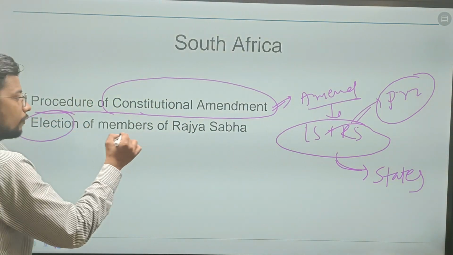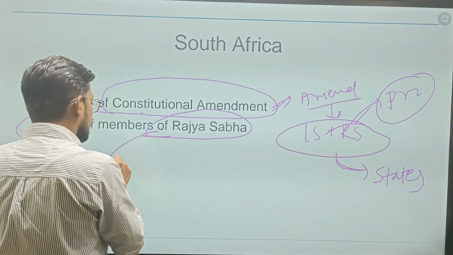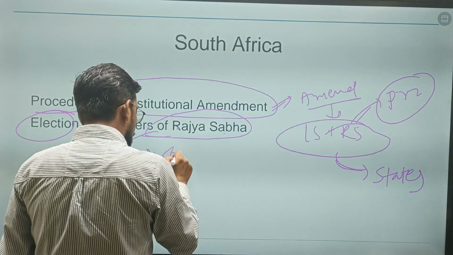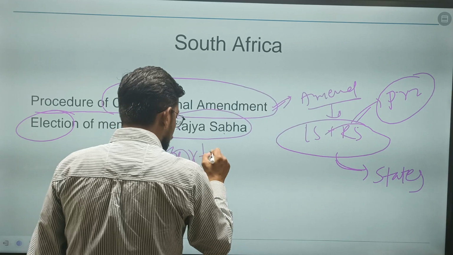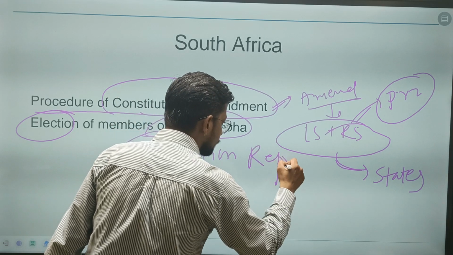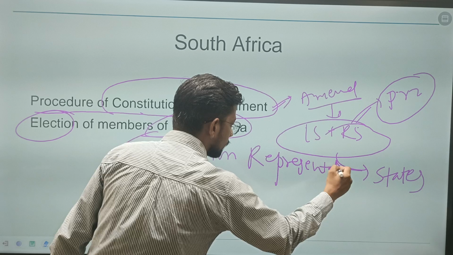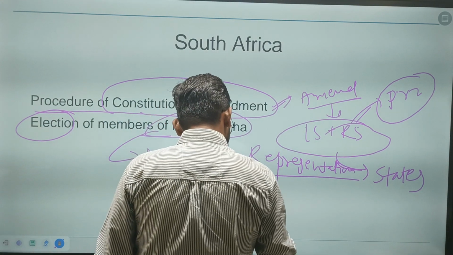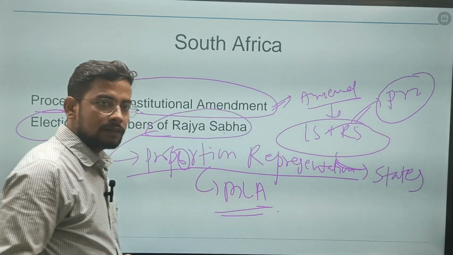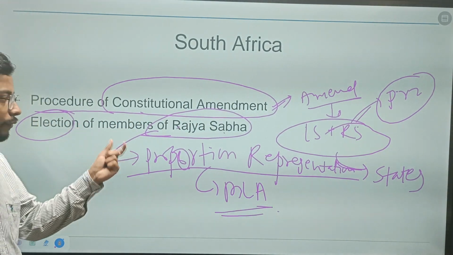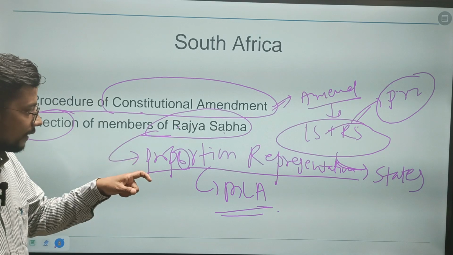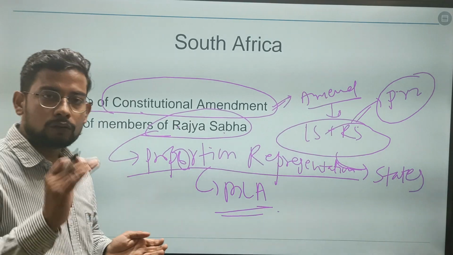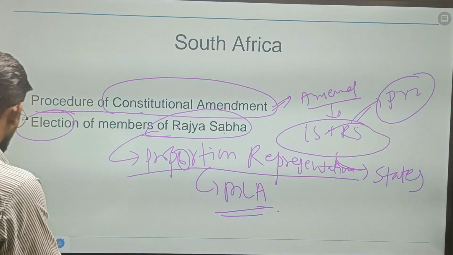So this is the process of constitutional amendment which we have taken from the constitution of South Africa. Then the election mechanism of members of Rajya Sabha. In Rajya Sabha, we elect our members through proportional representation. And who participates in these elections? Representatives of legislative assemblies. So this method of election of the members of Rajya Sabha has also been taken from the constitution of South Africa.